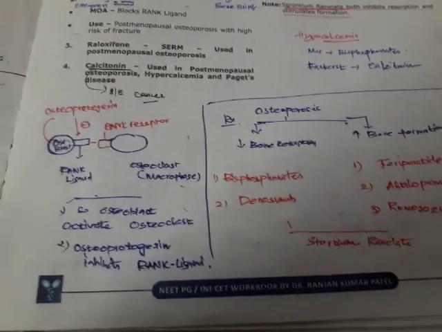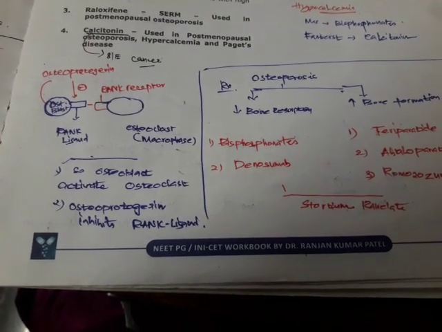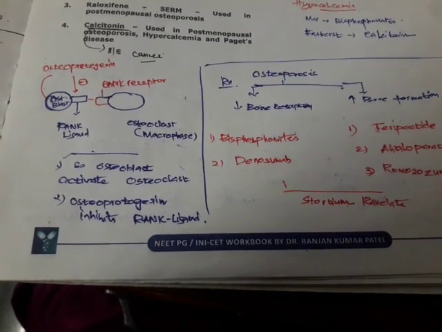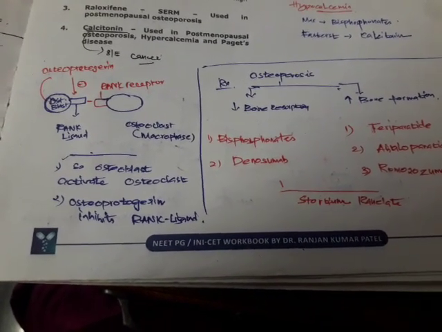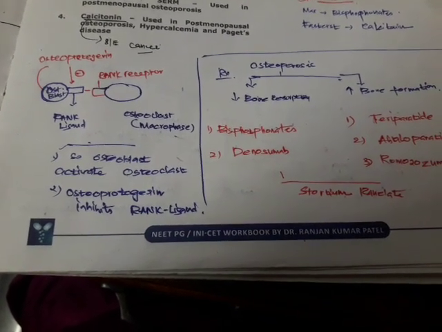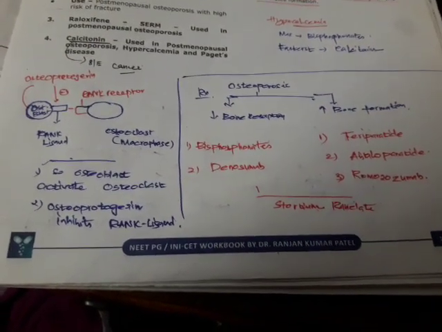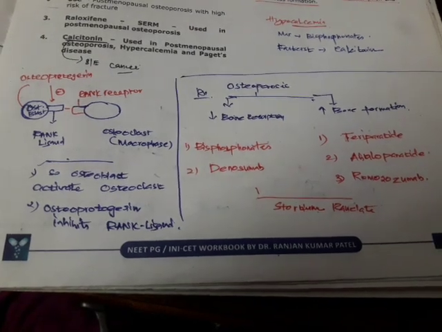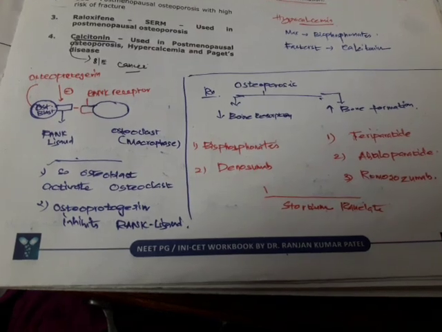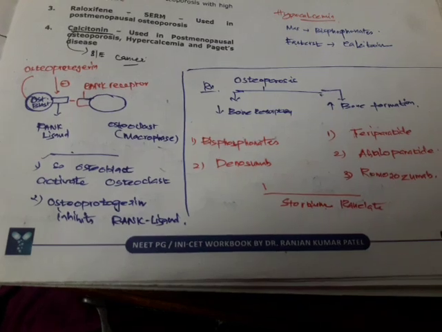If we go into detail, for bisphosphonates we have mainly four drugs: alendronate, risedronate, pamidronate, zoledronate. Some are oral, some IV. For IV use we have pamidronate and zoledronate. They are the drug of choice for osteoporosis and also for Paget's disease. Why do we use them in Paget's disease? Paget's disease is abnormal activation of osteoclast cells, so here we are inducing apoptosis of osteoclast cells. So in Paget's disease we use bisphosphonates.